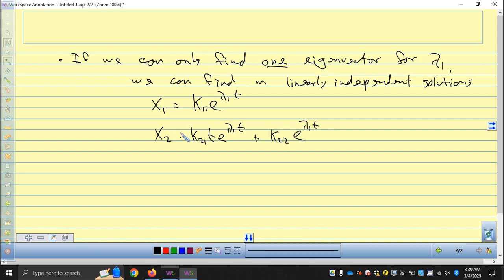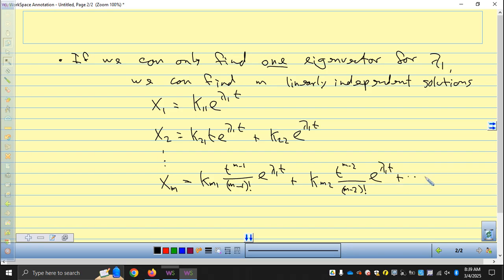And we would go up to our mth. X sub m is k m1 t to the m minus 1 over m minus 1 factorial e to the lambda 1 t plus k m2 t to the m minus 2 over m minus 2 factorial e to the lambda 1 t plus, and we get k m m e to the lambda 1 t.